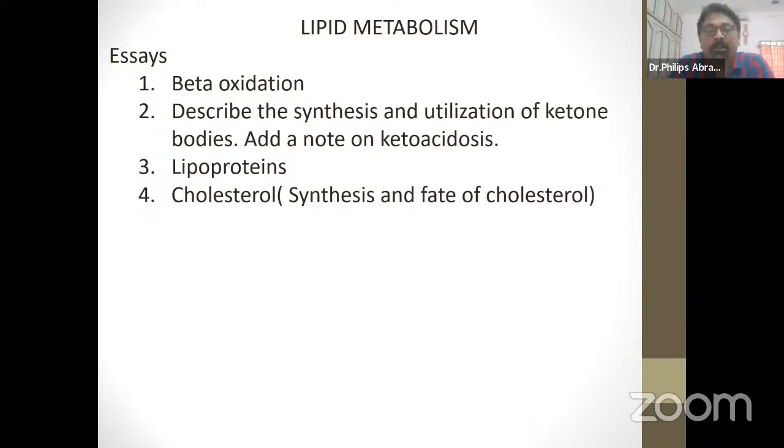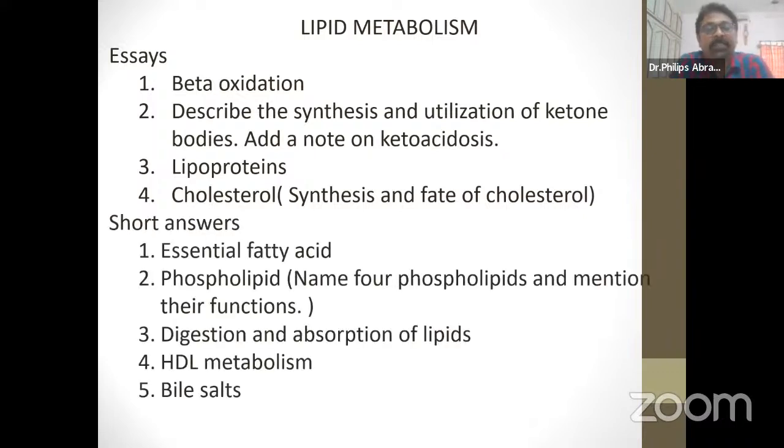The second question can be on ketone bodies: synthesis, utilization, and the importance of ketoacidosis. A number of times, ketoacidosis or ketosis has been asked as a short essay or short answer question. Lipoproteins in general: once, please note, it was asked along with classification of enzymes, then write on lipoproteins. Once it was an essay. Cholesterol can be asked as part of synthesis, or mainly the fate of cholesterol is a major question from that. Then short answer questions.